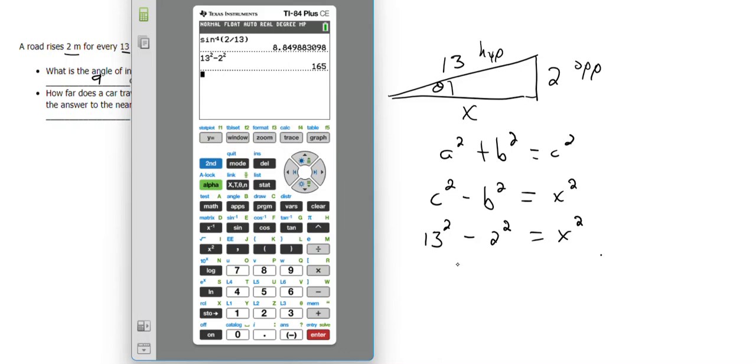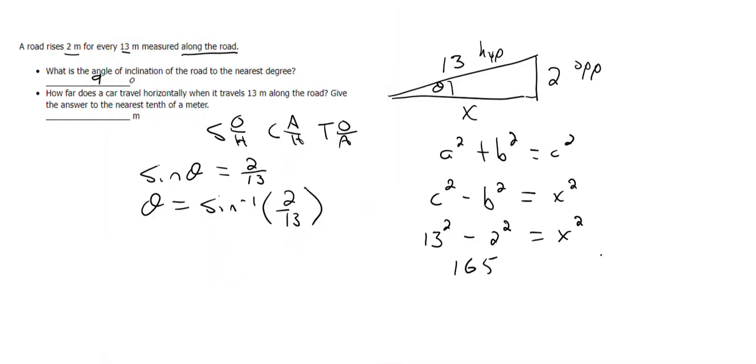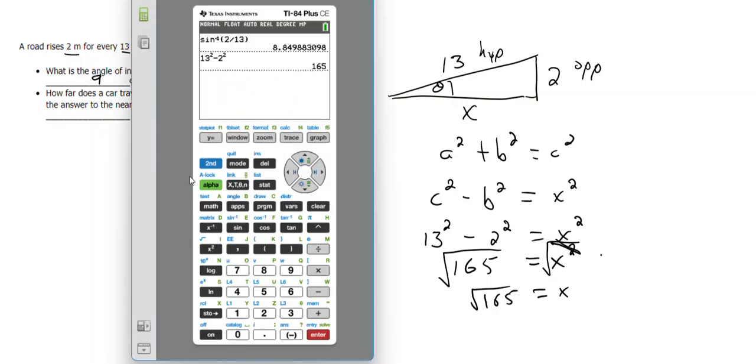All right, does that make any sense? 165. If the hypotenuse is 13 and the opposite is 2, is there any way that that's 165? No, because we didn't finish. We have one more step here, because 165 is equal to x squared. We have to do the opposite of squaring it, so we have to square root it. So we'll square root both sides of this. The squared and the square root cancel. So now we just get x is equal to the square root of 165. So the square root of 165 is 12.8.